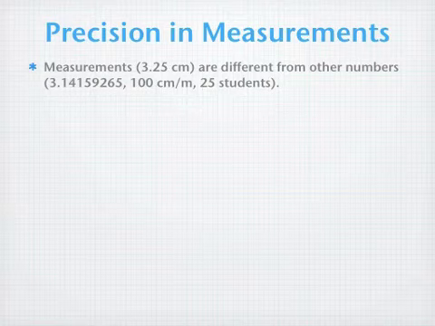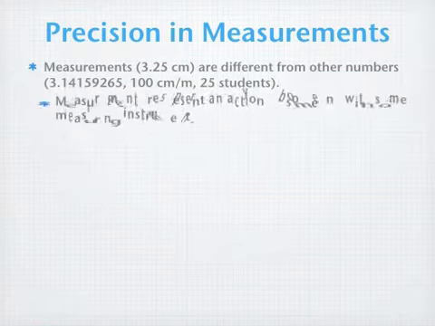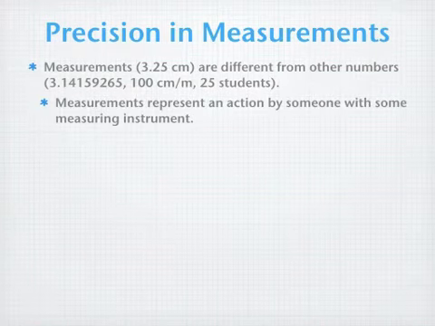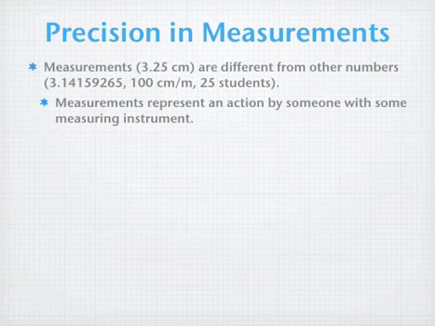First, measurements are different from other numbers. Measurements are like 3.25 centimeters. Those other numbers include pi, 100 centimeters per meter, which is a conversion factor, and 25 students, which is a counted number. Measurements represent an action by someone with some measuring instrument.